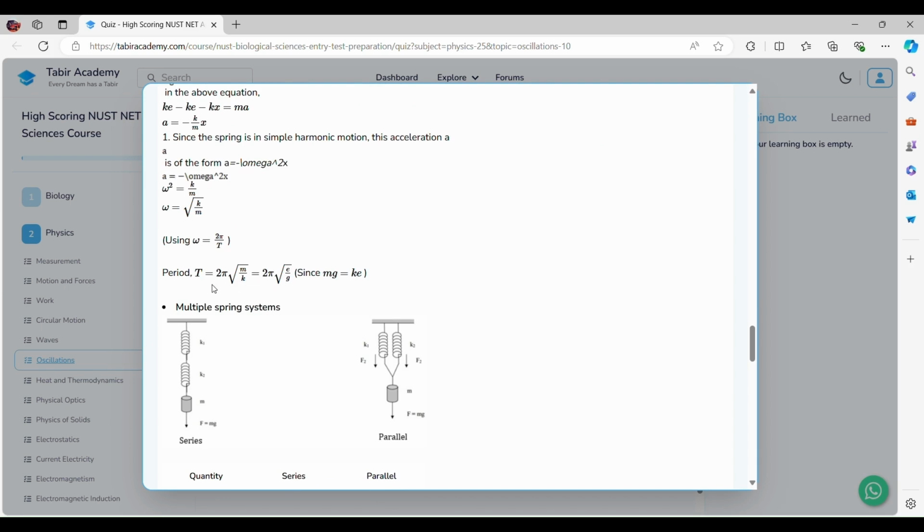Period T equals 2 pi under root m over k, and this is also equal to 2 pi under root e over g, since mg is equal to ke.